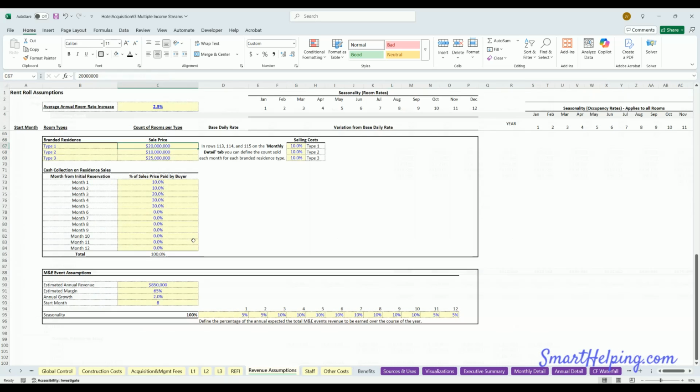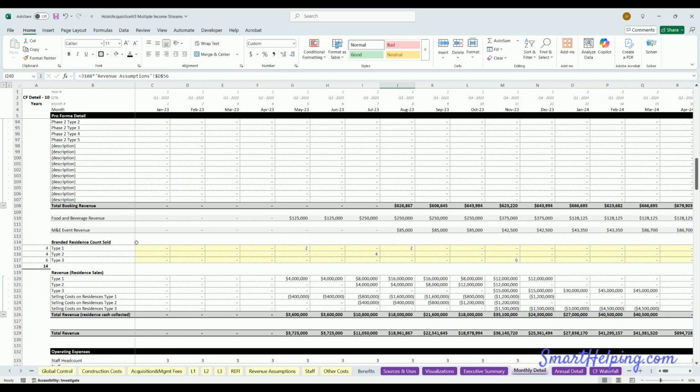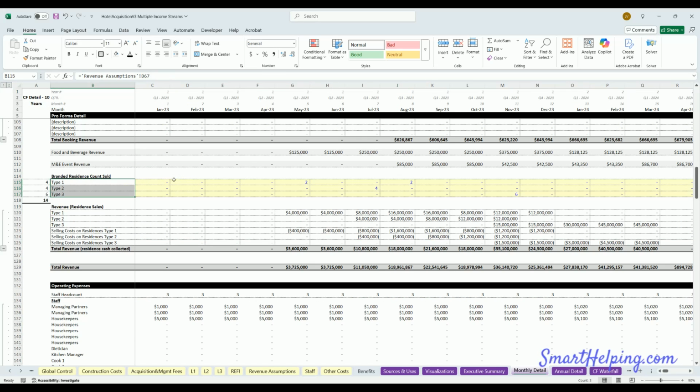Now the other part with this, so branded residence, you've got 3 types. On the monthly detail in rows 15 to 17, you can define the count of each residence type that you're selling. In this case we've got 4, 4, and 6, total 14. And you can change those to any number. If I put in 5 here, what have you.